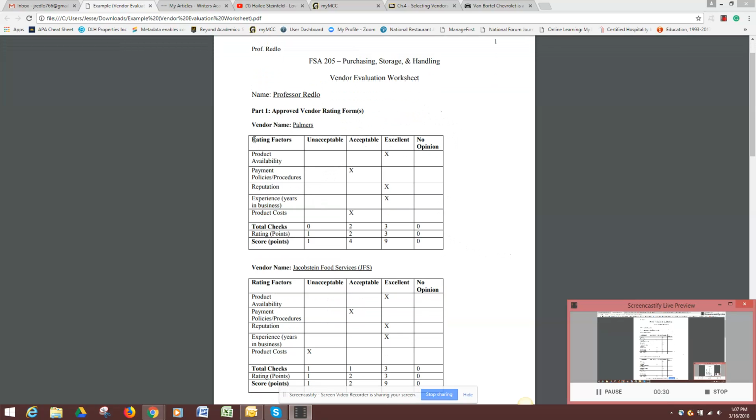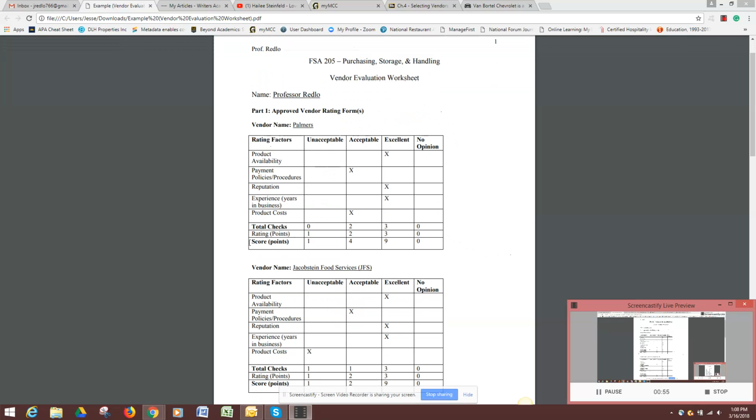factors. What you have on this worksheet here is basically a shortened version of the rating factor list from what's in your purchasing textbook. Because of limited class time, I shortened the rating factors, but I would advise using all the factors shown in your textbook. So for the first vendor, I looked at Palmer's, which is a local business.